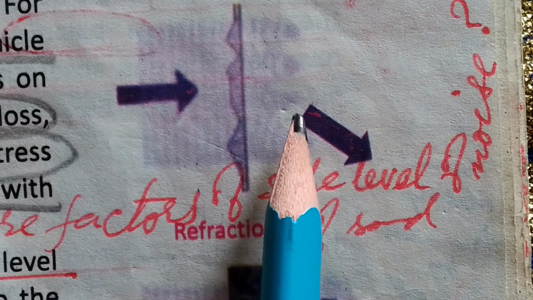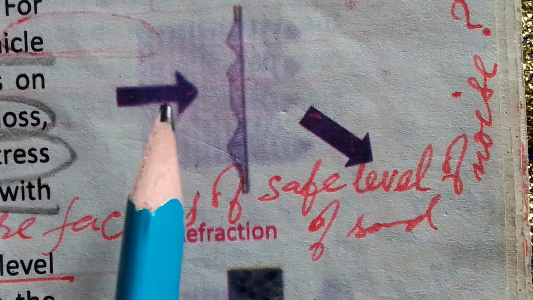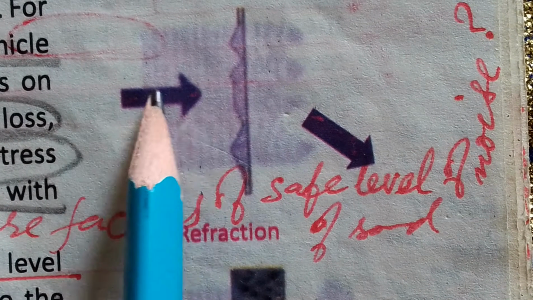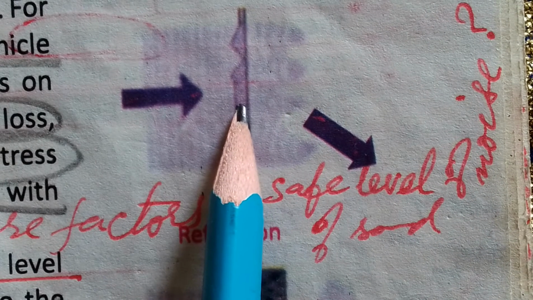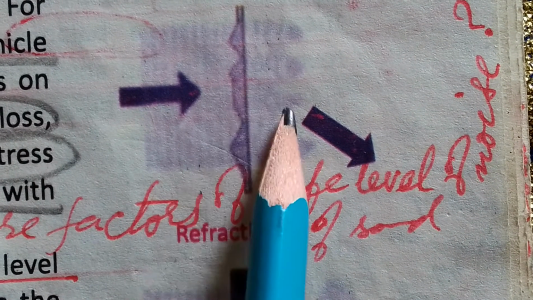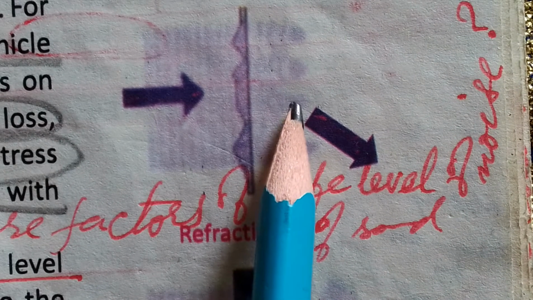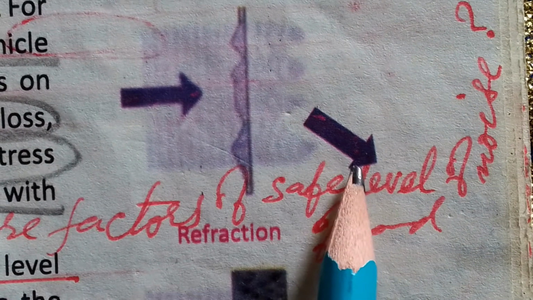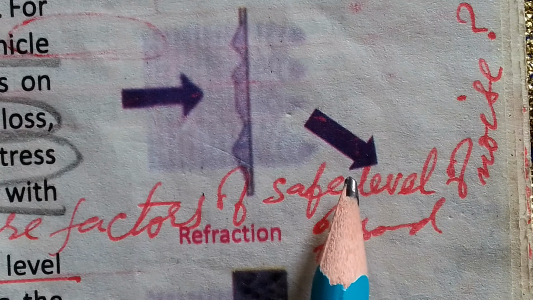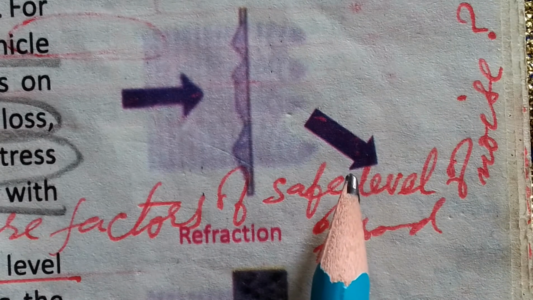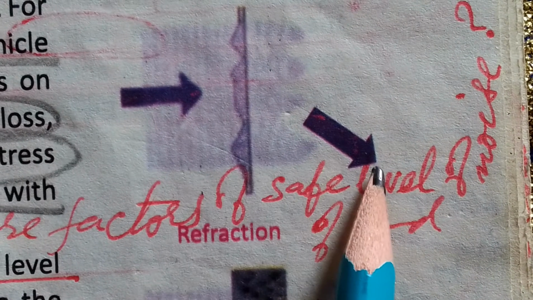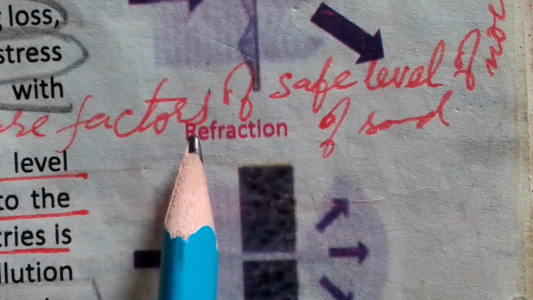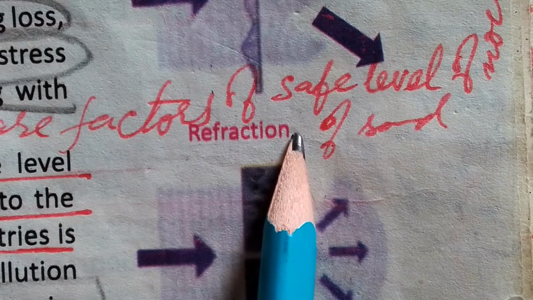So here you will just tell two things. One is, when the sound waves come through one medium, hit the boundary line, these enter into the second medium, and what happens? We note two things. One is change in their direction, and number two thing is change in their speed. And these two things, change in direction and change in speed, are called refraction of sound waves.